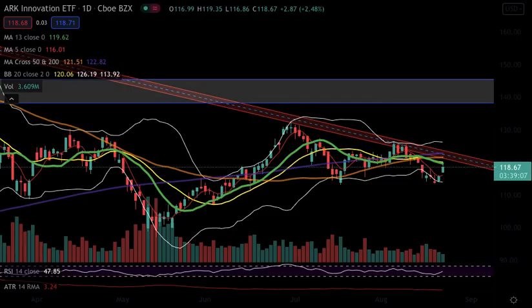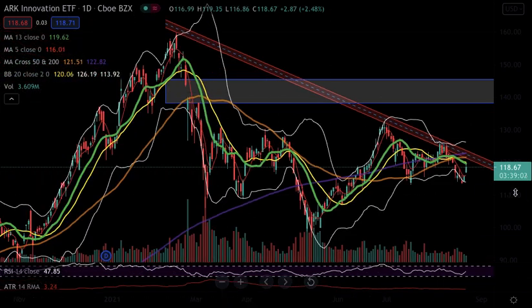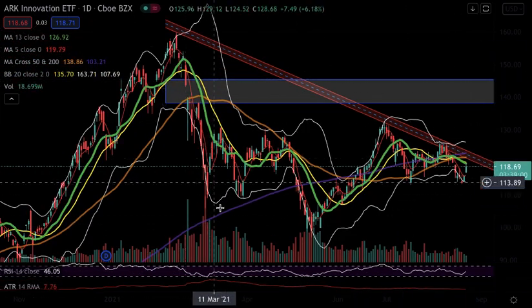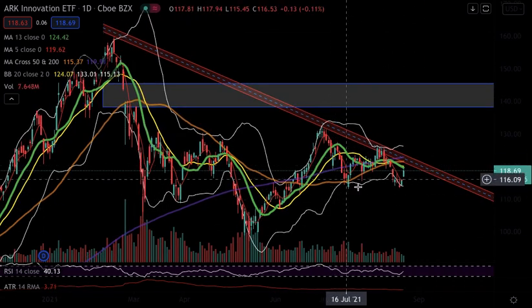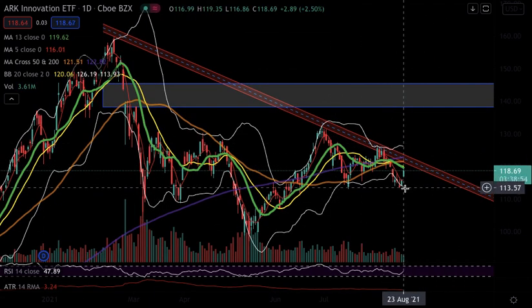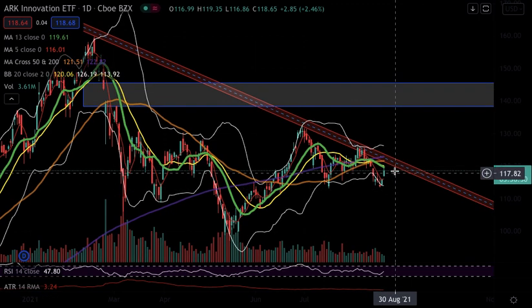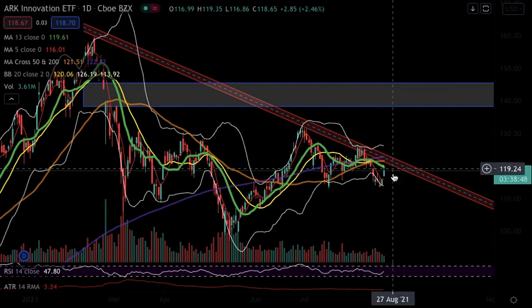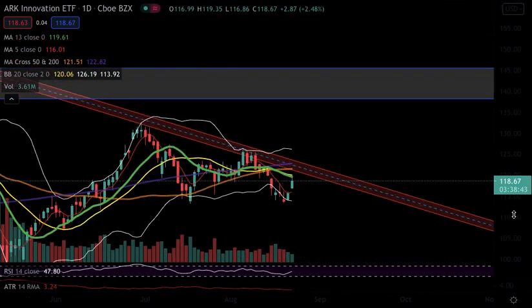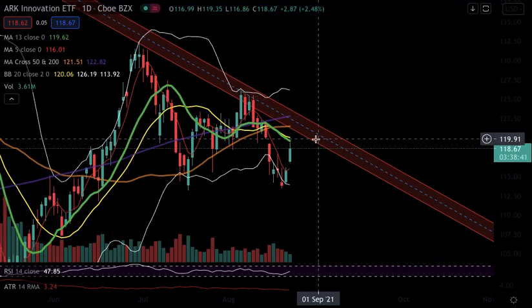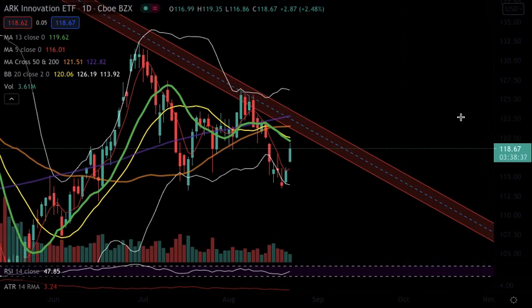So moving on to ARKK. ARKK is looking pretty bearish. I was hoping it came out of this ABC correction, and this would be the first wave up. This would be the ABC correction for wave 2. We'll see if it's holding up. Okay, and right now it's running into resistance at our 13-day moving average. And if you look here, we got resistance at the 13-day moving average. It got rejected, which is at 119.62.